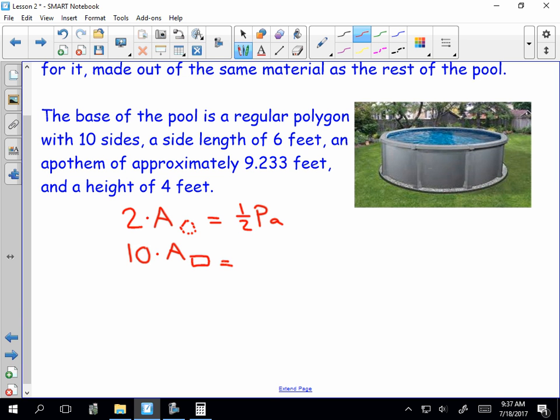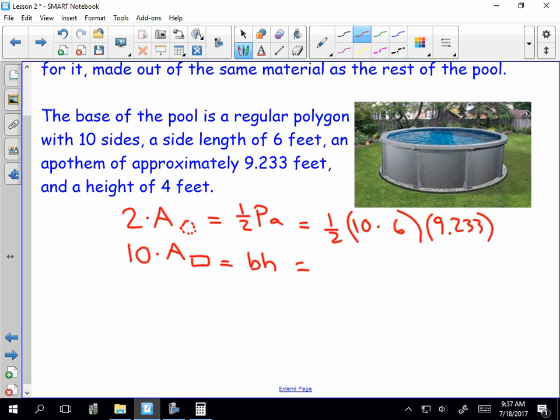Our area formula for the rectangle is just base times height, and we're filling in the pieces that we know. We've got 1/2 our perimeter, 10 sides times the side length of 6. We've got the apothem of 9.233. So we can multiply that out. That is the area of one of the polygons. We need 2 to be able to build this object.